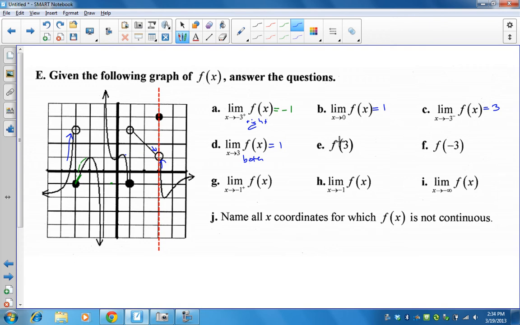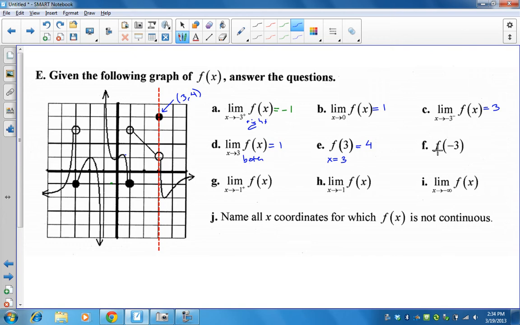Now for part E, f of 3, this is wanting to know what's happening exactly at 3. We're not looking at the left, we're not looking at the right, we're looking specifically at x equals 3, and that's where this big point comes into play right here. So for part E, we are now looking at this big point, and that point is at a y-coordinate of 4. That is the ordered pair (3, 4), and so f of 3 does equal 4.